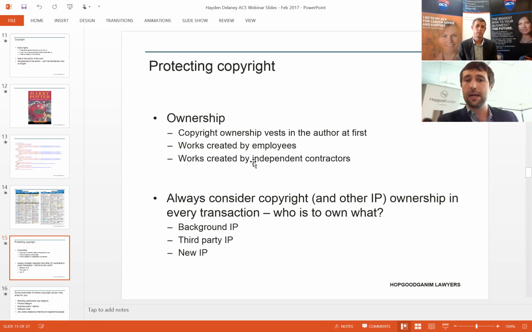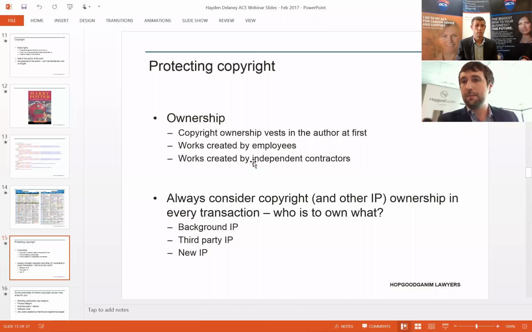So you've got to think about how background IP is going to be dealt with, whether you're a developer or whether you're a customer. Is it going to be retained by the person who created it initially, or is it going to be transferred across? These things need to be adequately contemplated and dealt with in the contract. Otherwise, it's going to be a whole lot of confusion down the line.